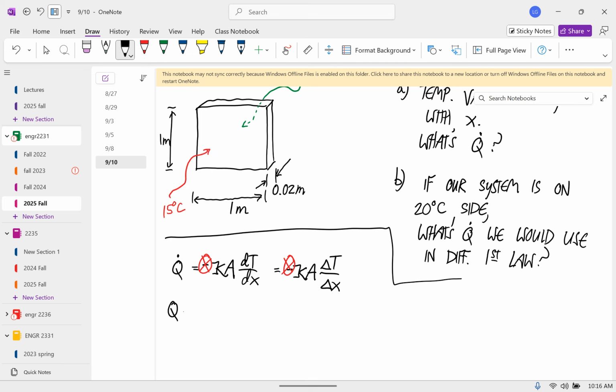So our Q dot is equal to 1.05, that's the kappa, times the area, 1 squared. And now times the difference in temperature divided by the distance that the energy has to travel. So this is 5 degrees Celsius divided by the distance that it has to travel, which is 0.02.